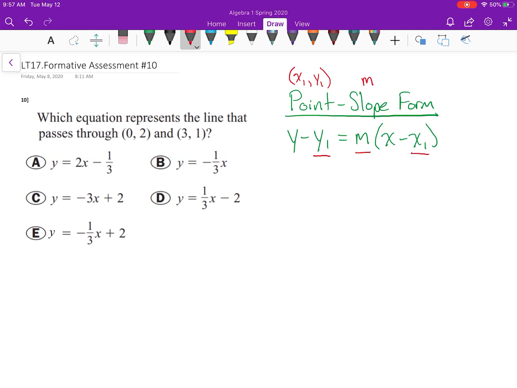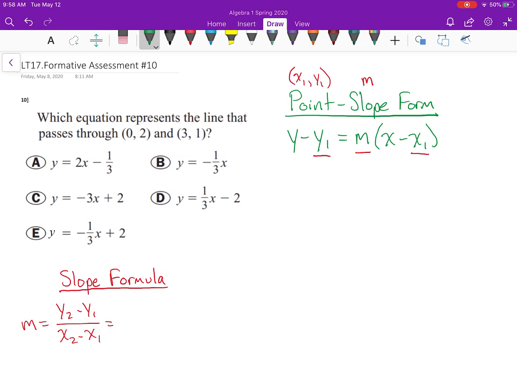Looking at my question, they give me 2 points that I can use, so I'm all set with a point, but I need to find a slope. So a little side work is in order here. I know that if I have 2 points, I can find slope using the slope formula, which is m equals y2 minus y1 over x2 minus x1.